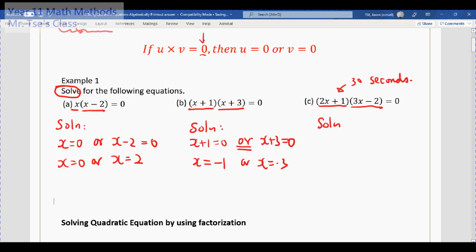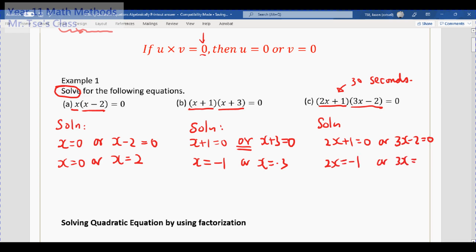Okay, I think it's about the time, right? Again, you see there are two factors. So the first step is just like what we did before. And there are a few more steps.